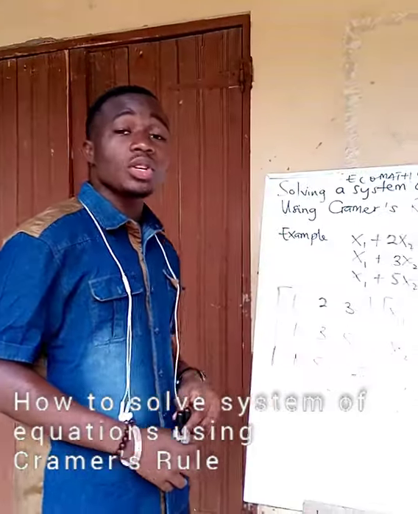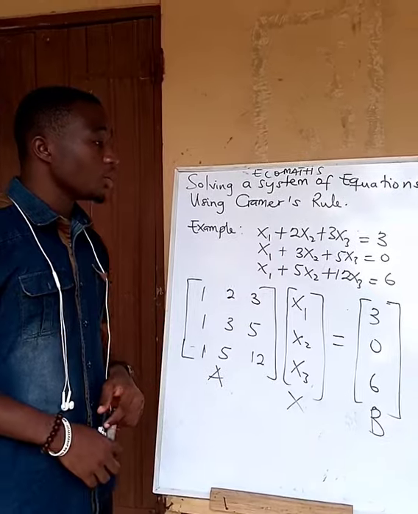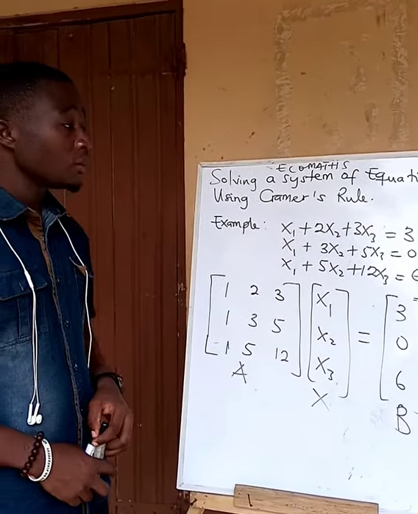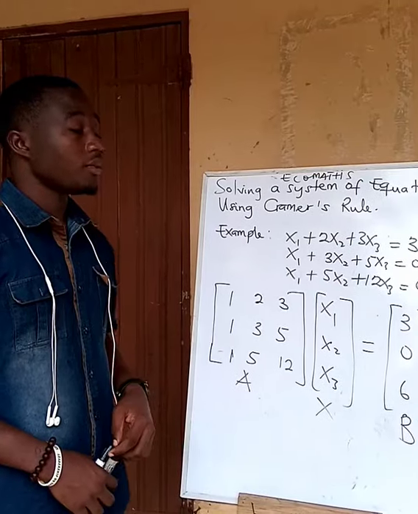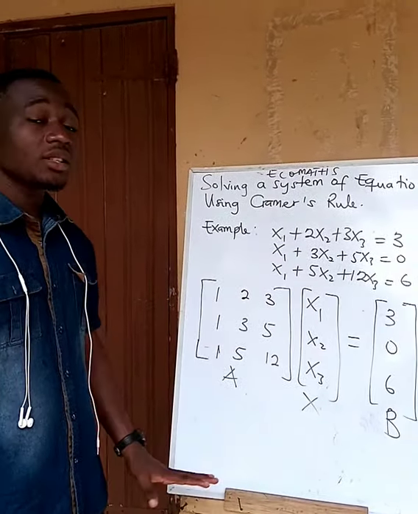So today we want to look at how you can solve a system of equations using Cramer's rule. So you have been given, for example, these three equations. You are supposed to use Cramer's rule to solve. So the first thing you need to do to these equations is to cast it to what?